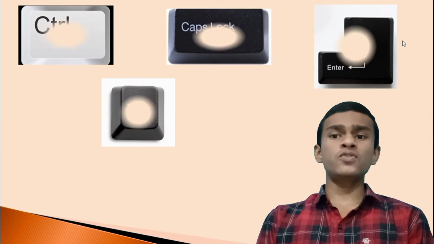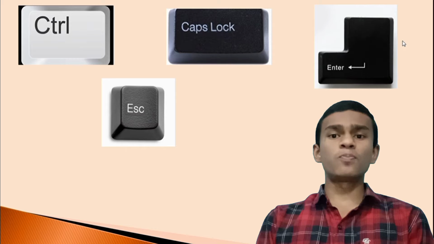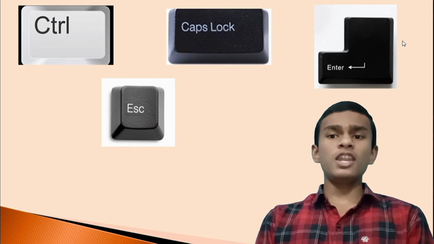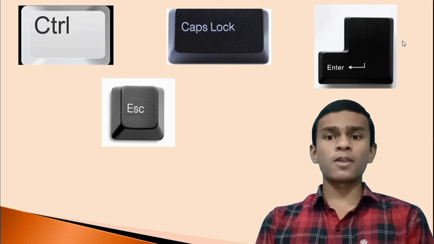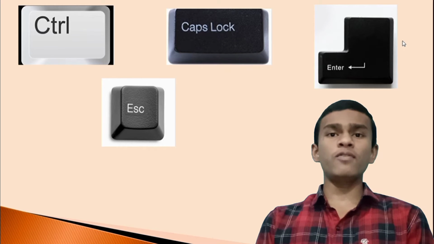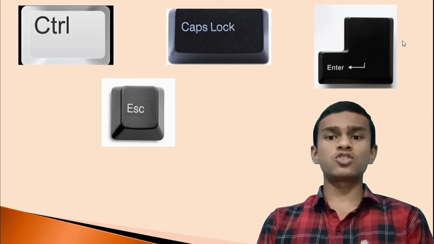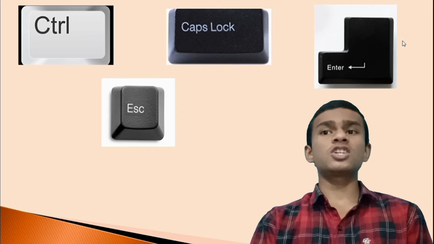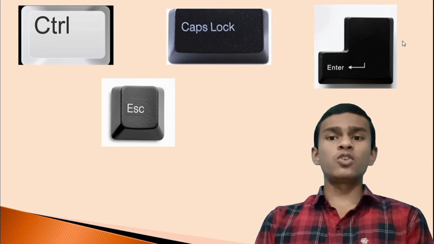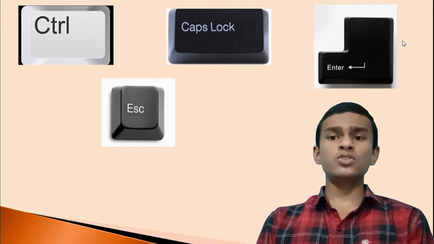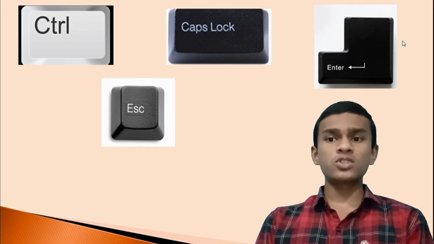Next is the Control key. The Control key is used in conjunction with other keys to produce control characters. The meaning of each control character depends on which program is running. Caps Lock key: it is a toggle key which, when activated, causes all alphabetic characters to be in uppercase. Next is the Enter key. It is used to enter commands and to move the cursor to the beginning of the next line. Next is the Escape key. The Escape key is used to send special codes to devices and to exit from programs and tasks.